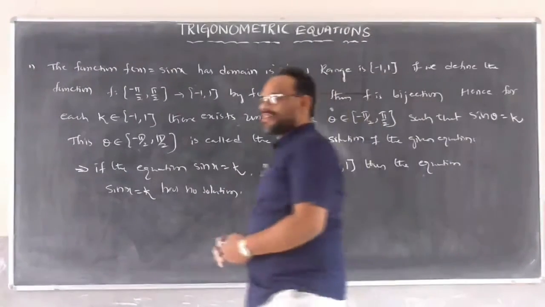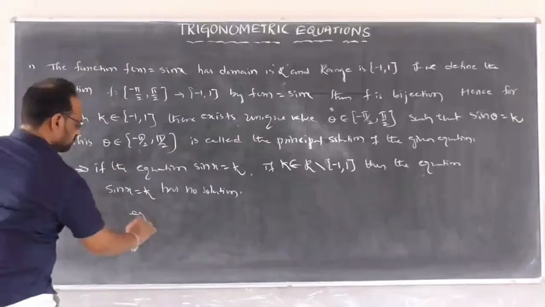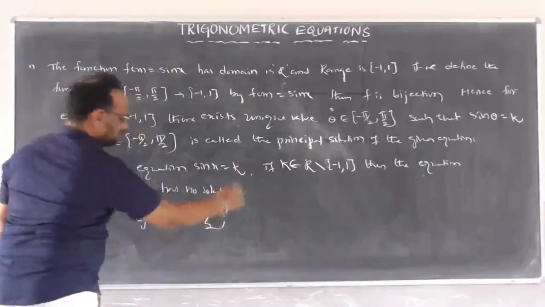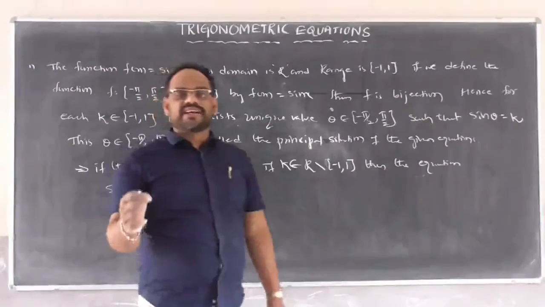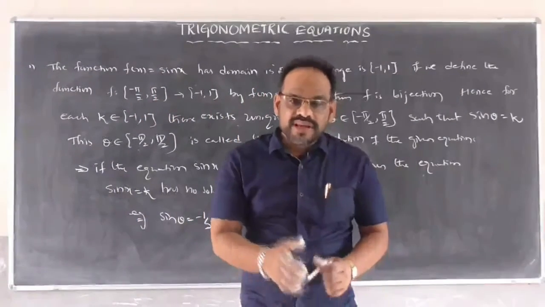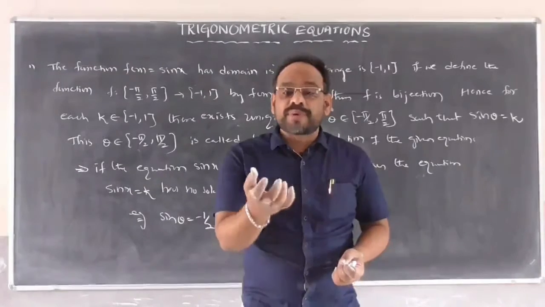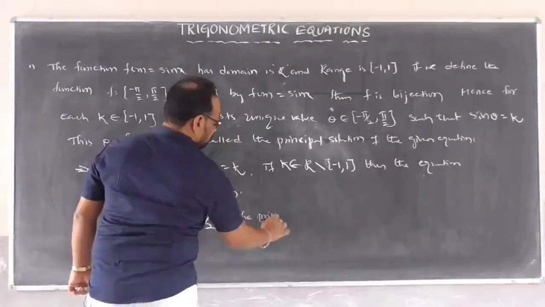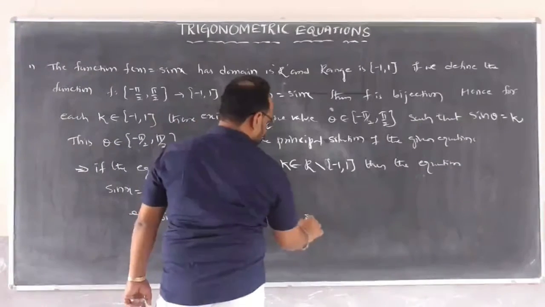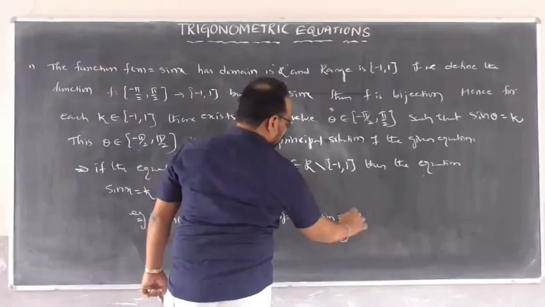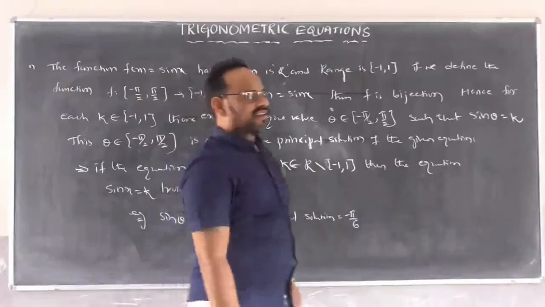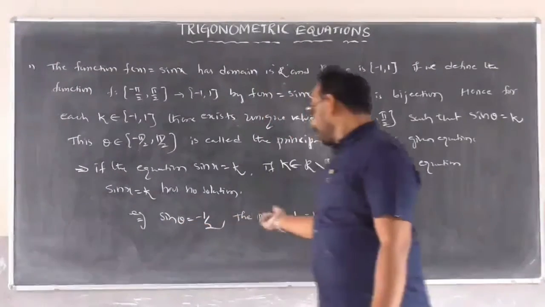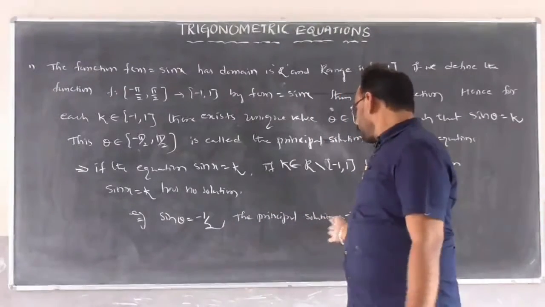That means, observe here, for example, sin theta is equal to minus 1 by 2. If sin theta is equal to minus 1 by 2, what is the principal solution? The principal solution is minus pi by 6. Here, in this situation, the principal solution is minus pi by 6.